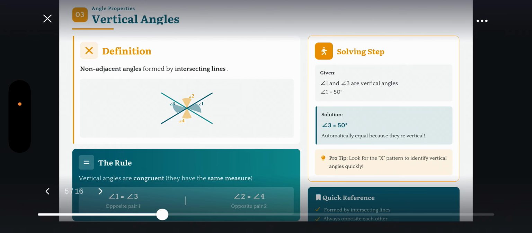Vertical angles. Here's the definition: non-adjacent angles formed by intersecting lines. This is called a vertical angle. Vertical angles are congruent, they have the same measure. For example, angle 1 is equal to angle 3 because it's the opposite pair of angle 1, and angle 2 is equal to angle 4 because it's the opposite pair. So for example, angle 1 and angle 3 are vertical angles. If angle 1 is 50 degrees, then angle 3 would also be 50 degrees because they automatically apply.